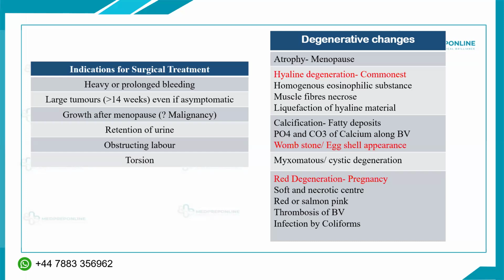You have red degeneration, or the Carneous degeneration, which occurs in pregnancy. Here the center becomes necrotic. What happens is the growth of the fibroid overshoots its blood supply, right? So it outgrows its blood supply, because of which the center of the fibroid undergoes necrosis. It stains red or salmon pink. On staining, the fibroid itself stains red or salmon pink in color. You'll see it is purplish red because there is thrombosis of the blood vessels involved, and it can undergo infection by coliforms. So in very rare cases, you may find a very peculiar fishy odor if the fibroid is secondarily infected by coliforms.